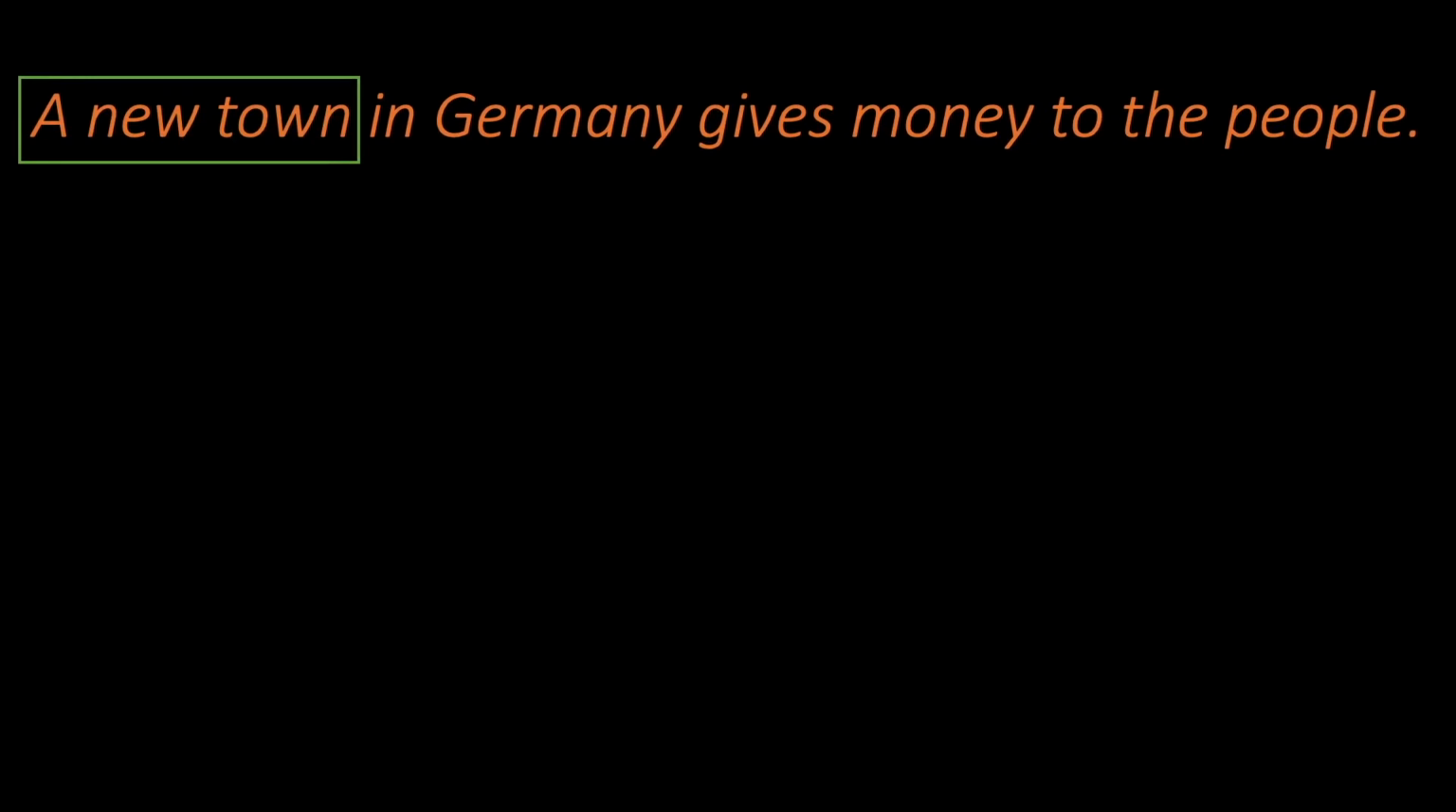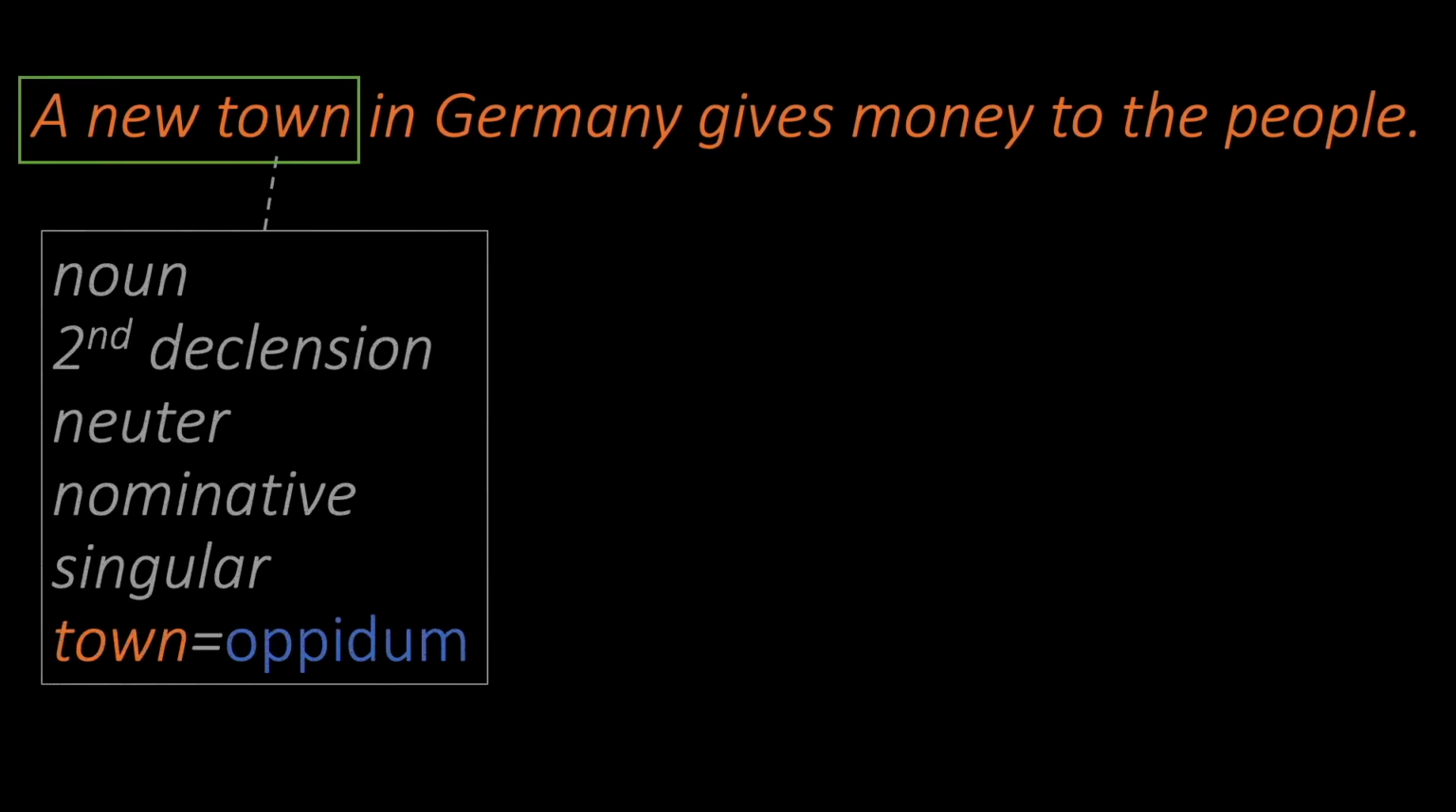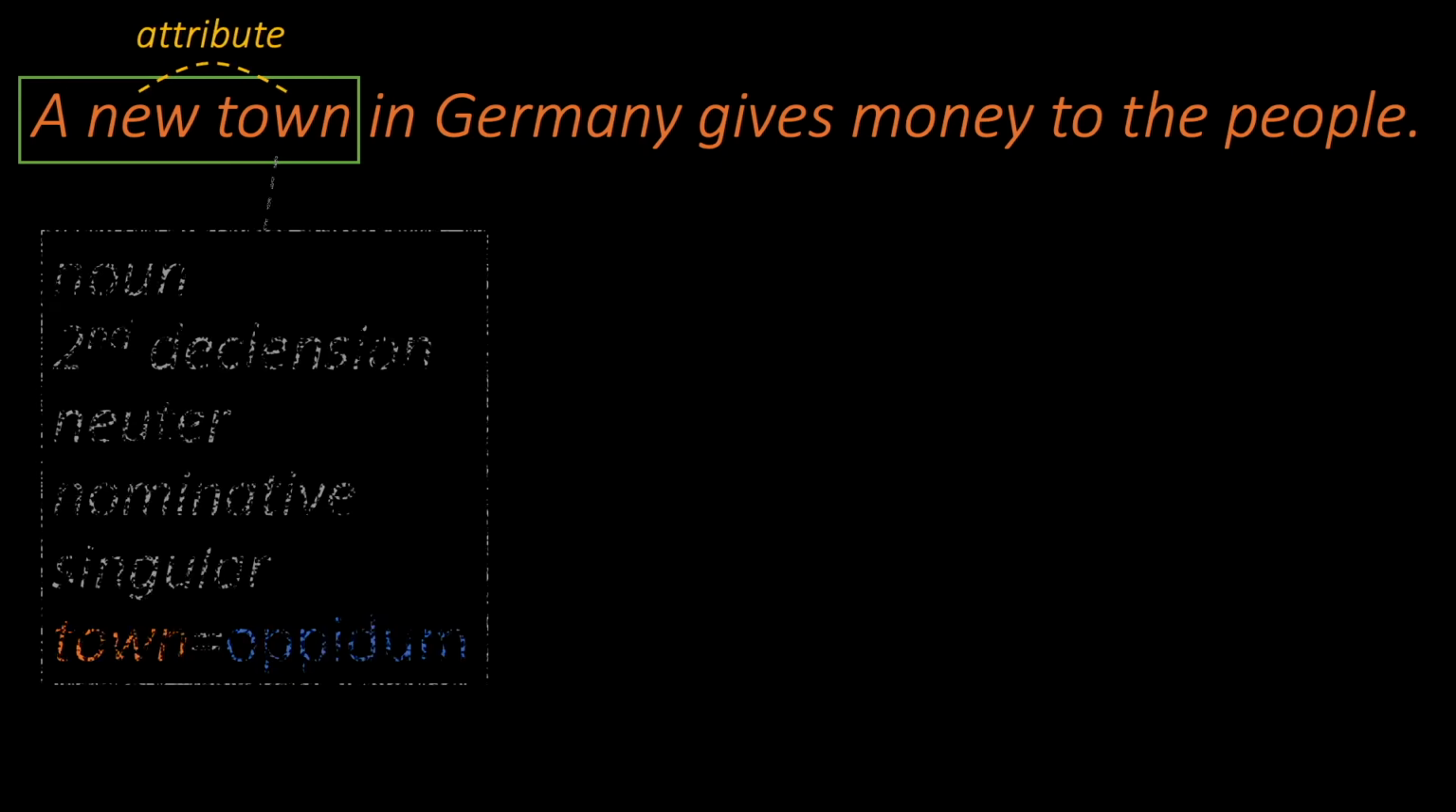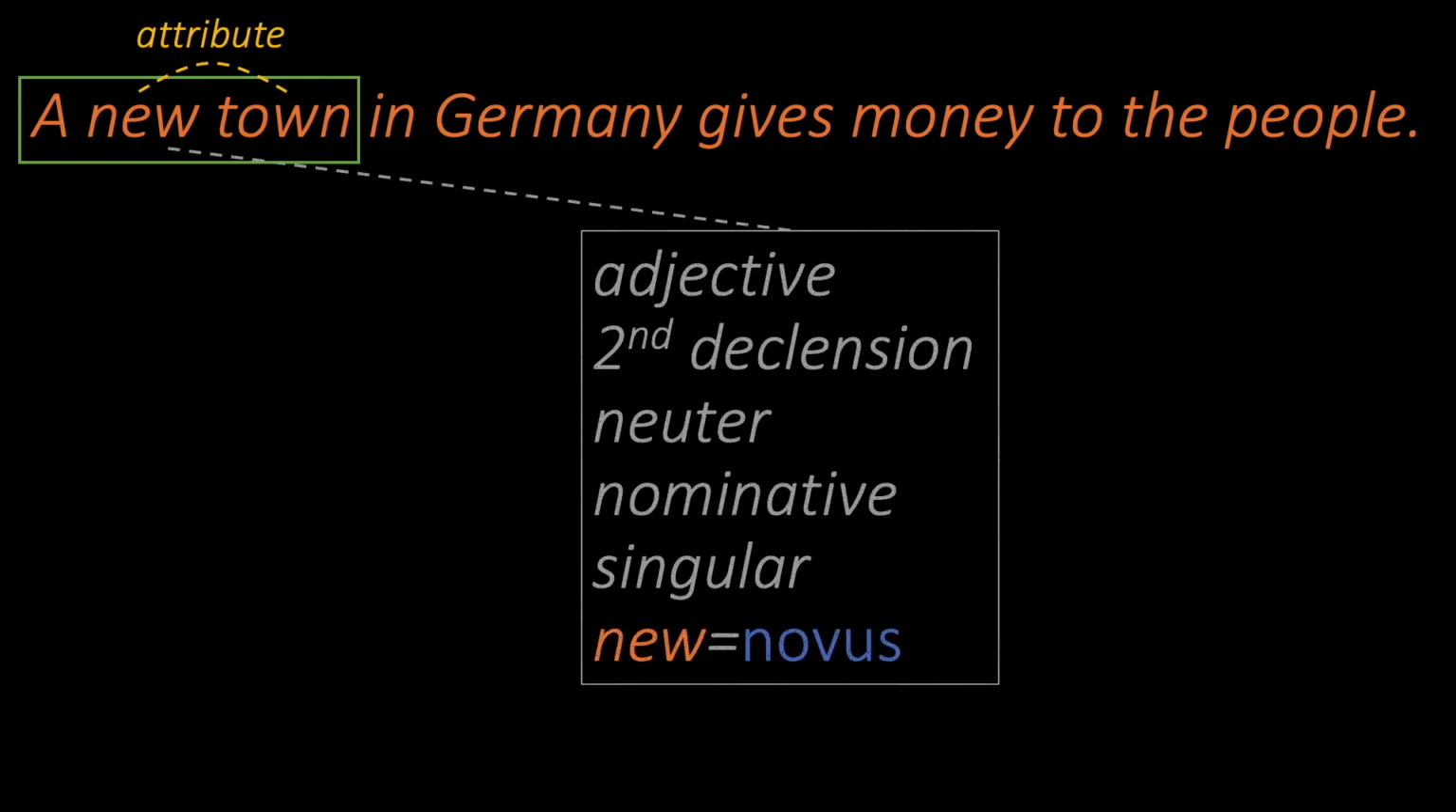Okay, on to our last exercise, which is, as usual, English to Latin. A new town in Germany gives money to the people. Let's do the English phrase by phrase, just as we did the Latin. A new town. Town is the subject of this sentence. The Latin base word meaning town is oppidum. This is a second declension neuter noun, so the nominative singular form is simply oppidum. New is an attributive adjective. The base word for new is novus. But it must agree with oppidum and take on the neuter gender, so it becomes novum, and the phrase we end up with is oppidum novum.